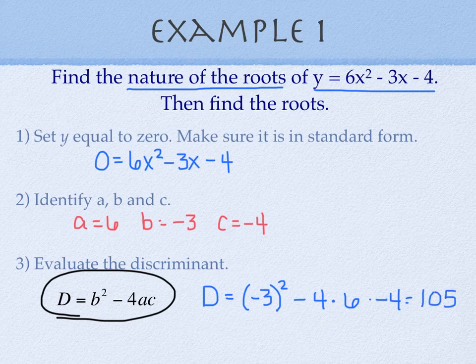Now at this point in time, I don't really care about that 105. That doesn't mean anything to me. It doesn't mean there are 105 roots. The only thing I care about is that this came out to be a positive number. Okay, so this came out positive. And if it's positive, that means I'm going to have 2 roots. So that means when I solve it with the quadratic formula, I better come out with 2 answers.